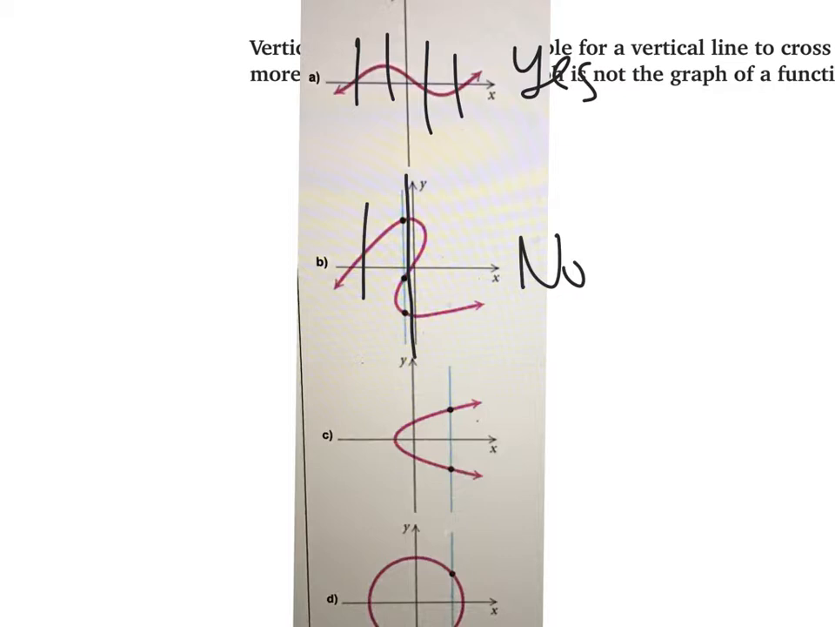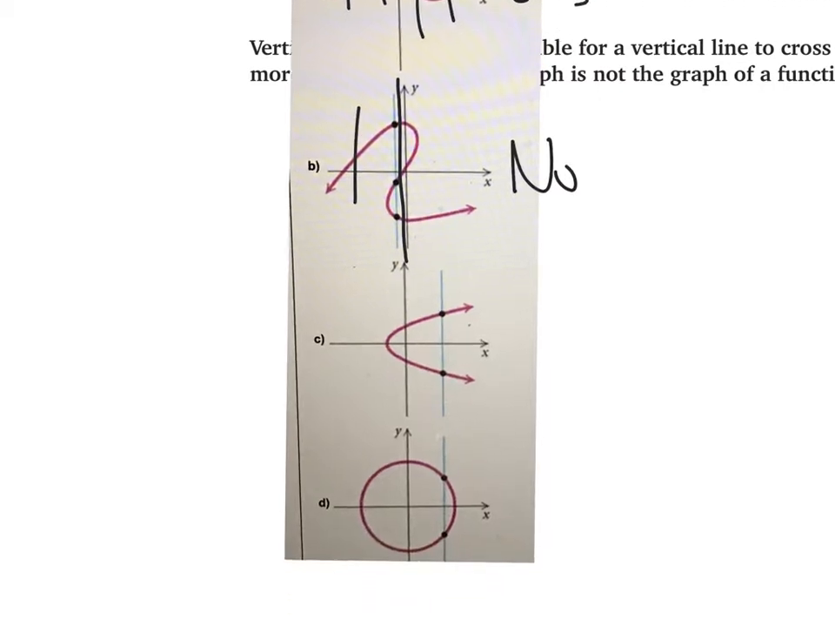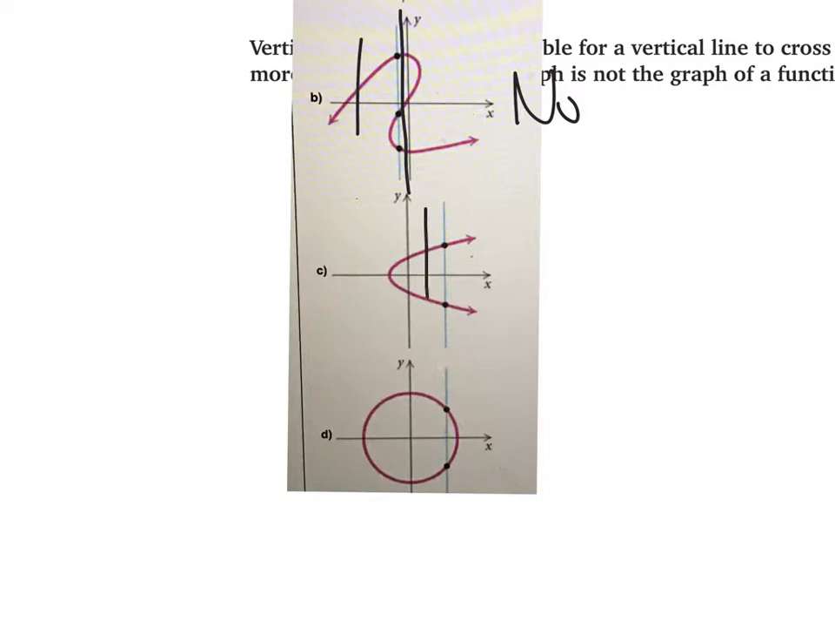And remember, every x can have just one y. Let's look at a couple more of those. Third one right here, if you draw a vertical line through there, obviously you hit it more than once, that's a no. A circle, you hit it more than once, that's a no. So if you can just cross it one time, it is a function. If you can cross it more than once, it is not a function.